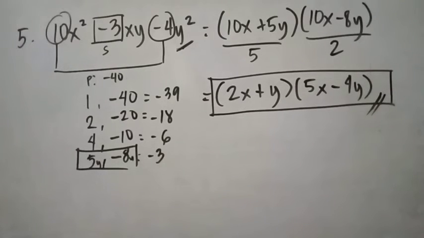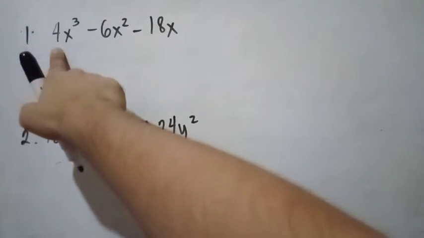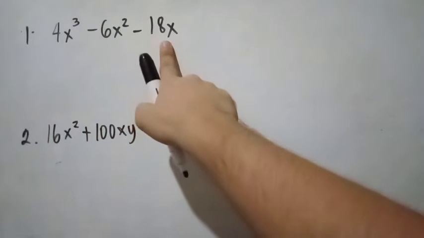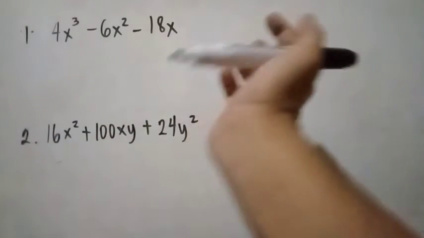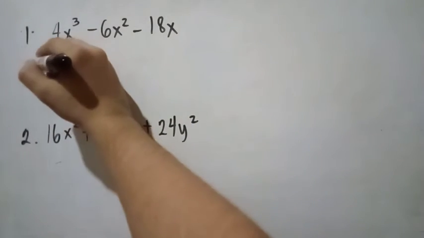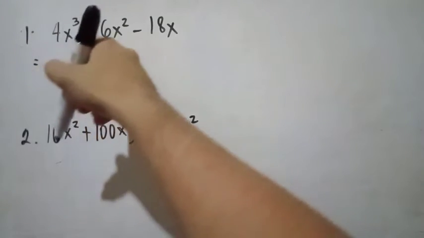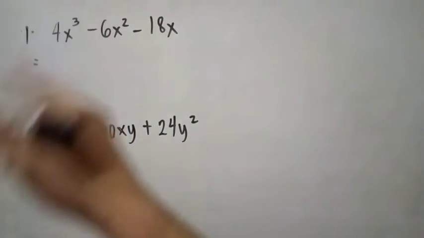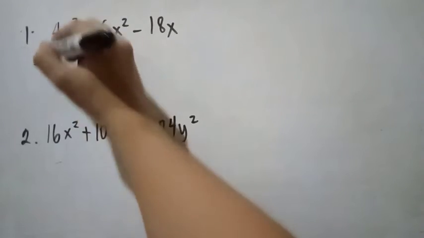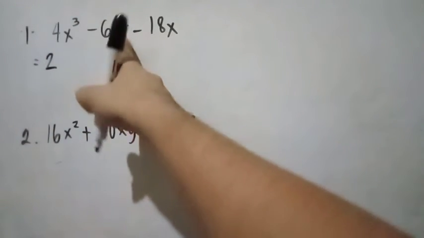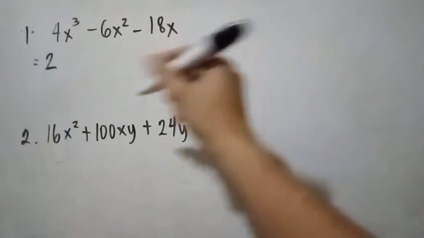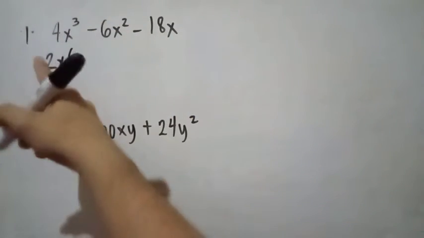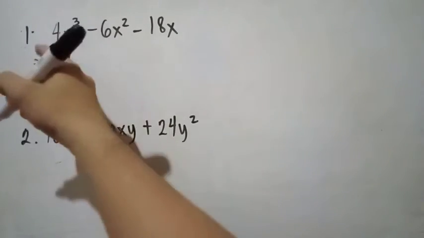More challenging examples tayo. Okay. So, we have 4x³ minus 6x² minus 18x. So, una sa lahat, ipa-factor out natin yung GCF or yung common monomial factor. So, as you can see, yung 4, 6, tsaka 18, may common factor yan, which is 2. Tapos dito naman, x³, x², at saka x, yung common factor nila ay yung lowest, which is x. Yan. 2x yung common factor nila.